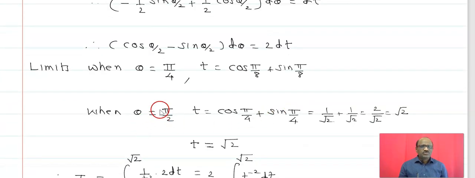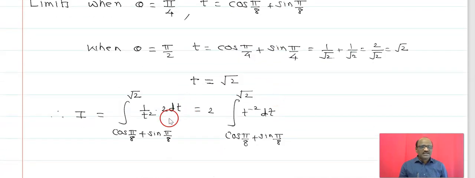When theta is equal to pi by 2, then t is equal to cos of pi by 4 plus sine of pi by 4. Therefore, what is the cos of pi by 4? It's 1 by root 2 plus 1 by root 2. That is 1 plus 1, that is 2 upon root 2, and overall you will get root 2. T is equal to root 2. Therefore, the upper limit is root 2 and the lower limit is cos of pi by 8 plus sine of pi by 8.